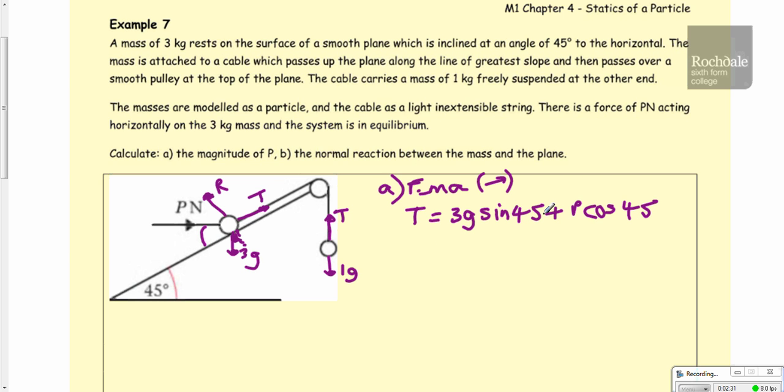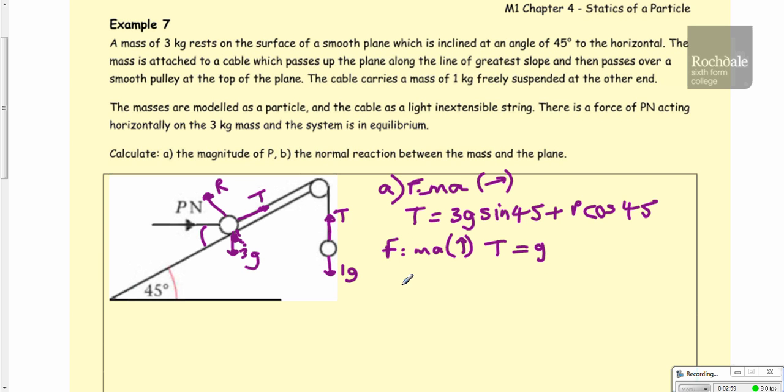Now in this, we've still got another unknown. We don't know what T is. We're trying to calculate what P is. But if you look at the particle here that's hanging freely, if we were to do F equals ma vertically for this 1 kilogram particle, we've got tension upwards, and we've got the weight, which in this case is just 1g, acting downwards. So we can actually calculate the value of T.